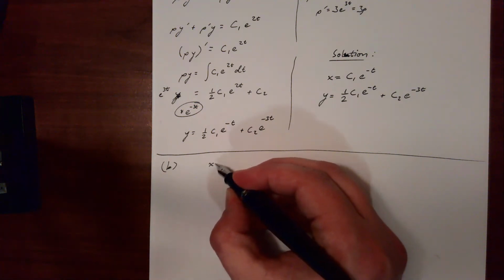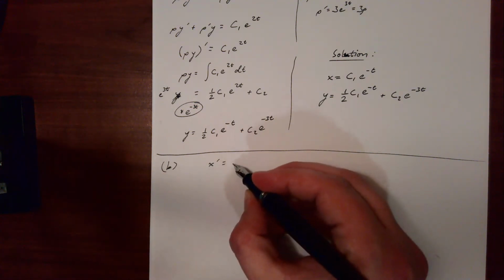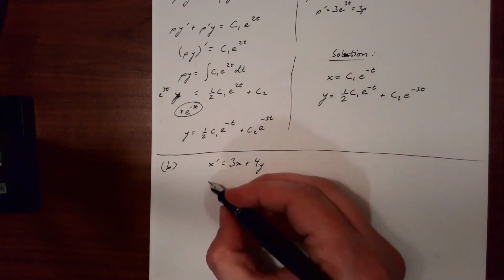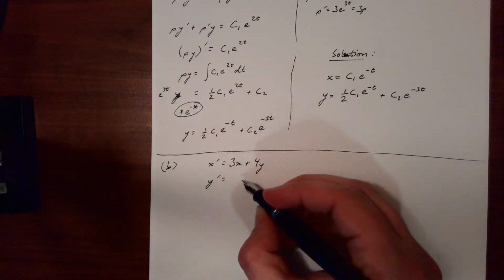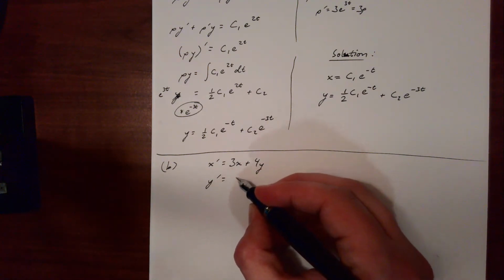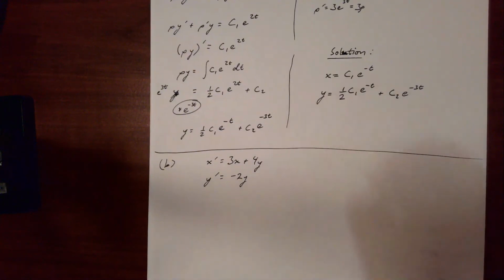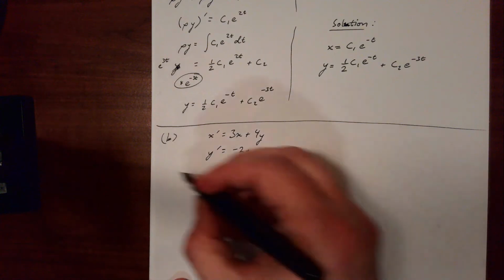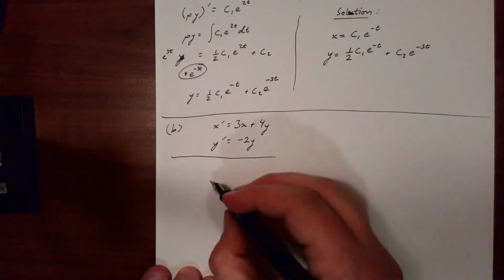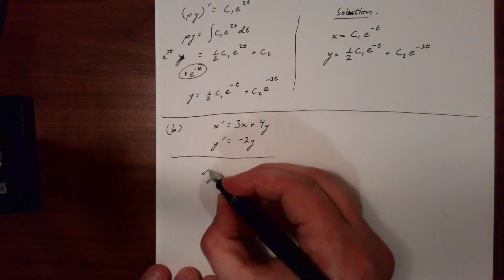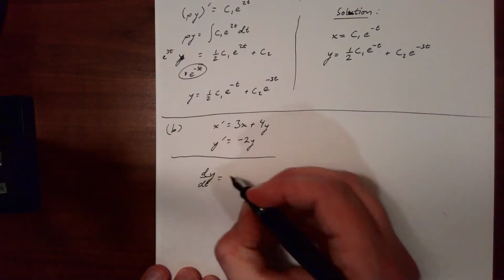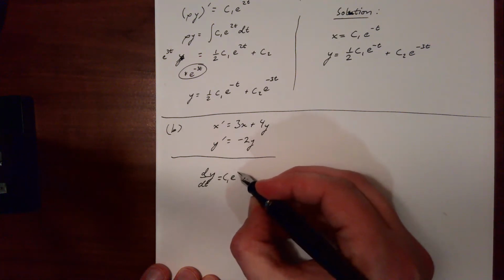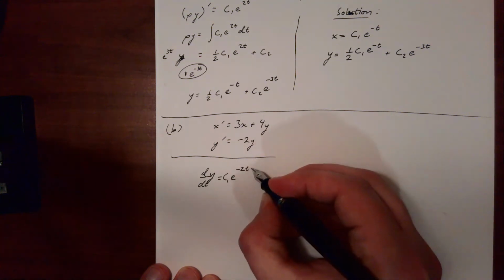So what that means is we'll have x prime is equal to 3x plus 4y. Y prime is now just going to rely on the y. And again, we're just going to be using constant coefficients here, so we'll just have 3x plus 4y for the x, and y prime equals negative 2y. All right, well, let's start with what's easy, and that will be the y. So dy dt. This is going to equal just some constant times e to the negative 2t.